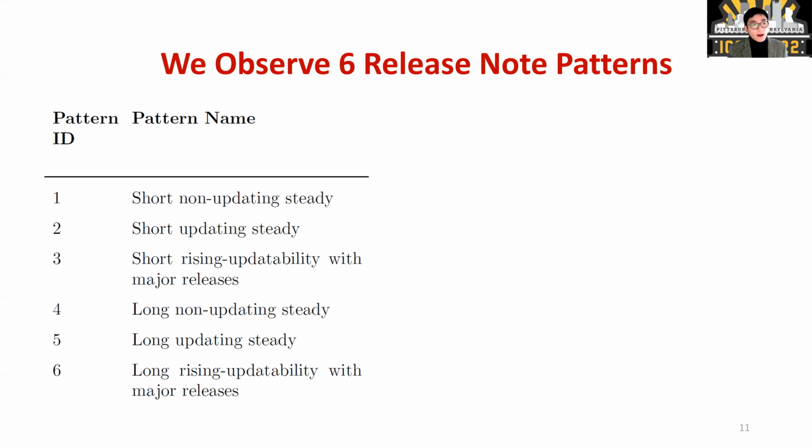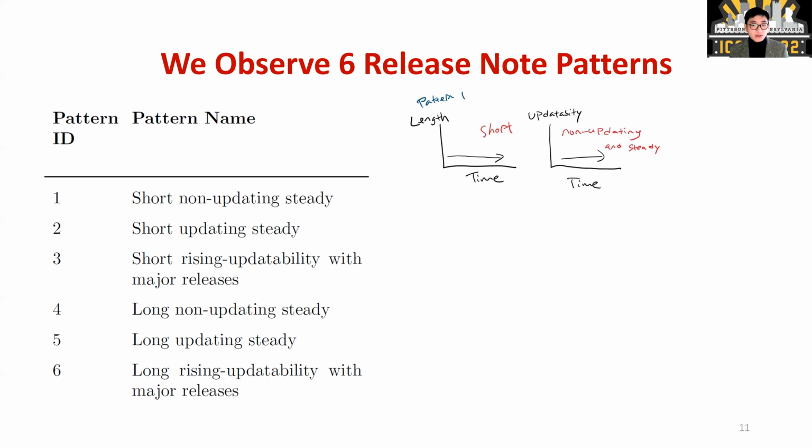For example, the first pattern we find is short, non-updating, and steady, which has short and always low updating release notes. And we say steady because the updatability does not change over time. These types of release notes will often say something like bug fixes or minor improvements. Of our data set, we find that 439 of the apps exhibit these types of release notes.